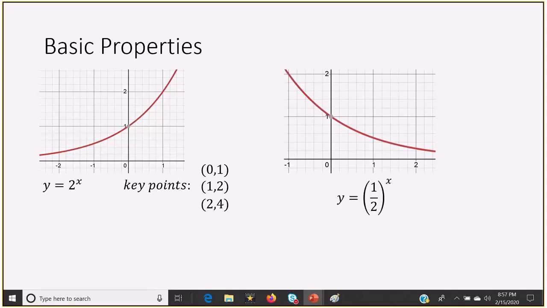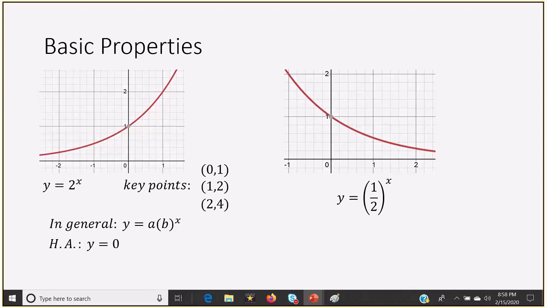The other parent function is if b is between 0 and 1, and we typically talk about that with 1/2. And the key points for that, I don't think we'll see an example in this section, but the key points for that would be, again, 0, 1, and then 1 and 1/2, and 2 and 1/4. The reason that we don't really talk about it much in this section is because it's fractions, and fractions can cause a bit of a headache, but it's perfectly fine. The concepts apply exactly the same. You just have to be careful when you're adding and subtracting.